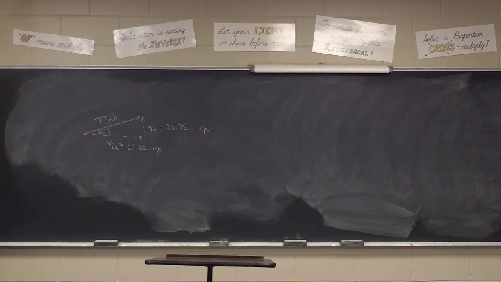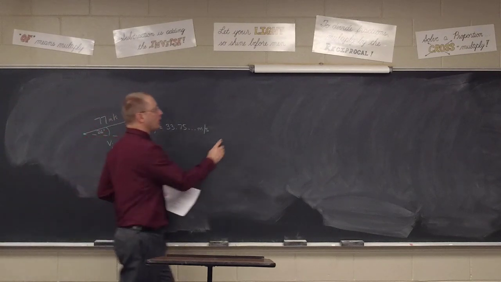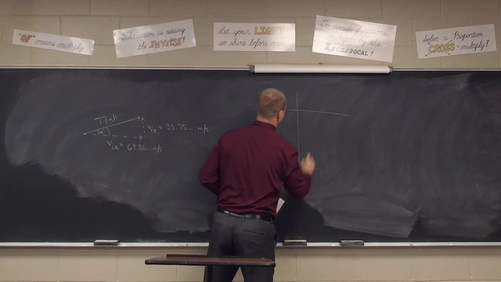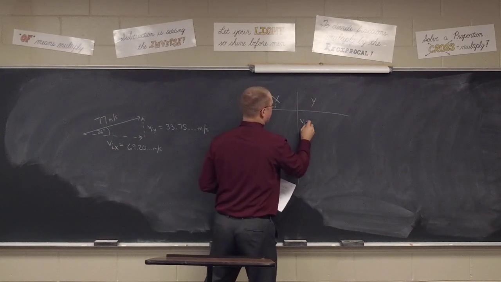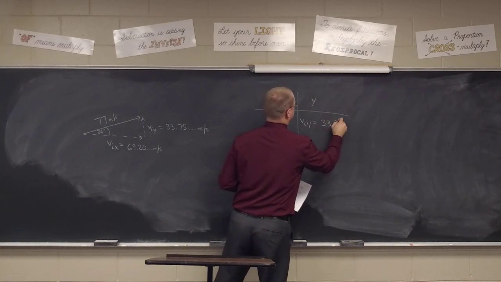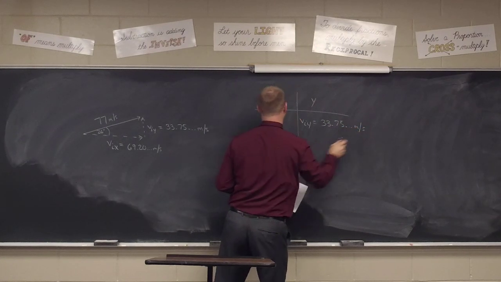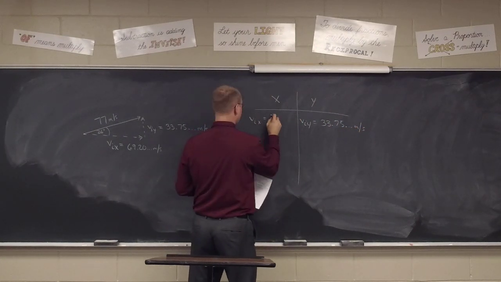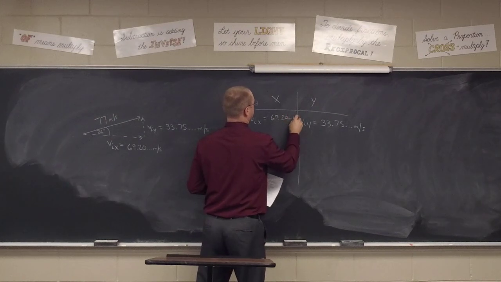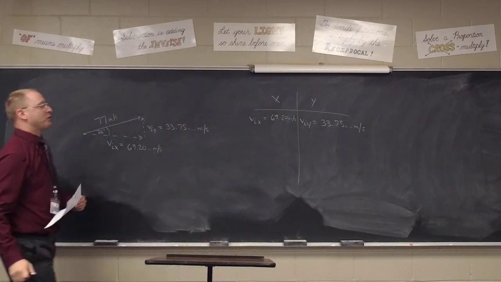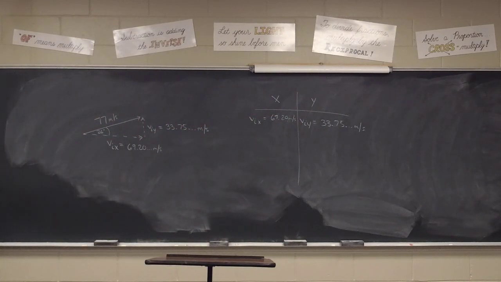Once you've got your components, check and see if you're on the right track. Audrey says she's got them. Kendall's got them. Michael's got them. Which of these two components do I work with first? Always, always, always the y. It would not hurt to make a chart where you separate your x pieces and your y pieces. I know initially in the y, 33.75 meters per second. I know in the x initially, 69.20 meters per second. But there are other things we know about the y, which is why we work with the y first.